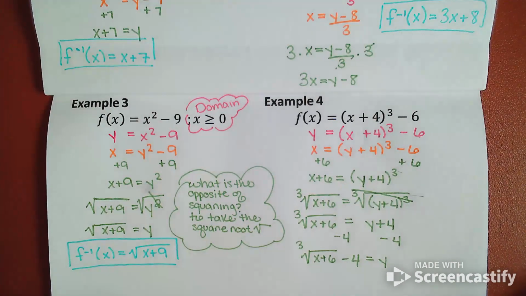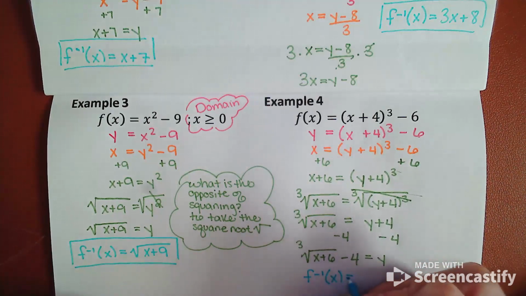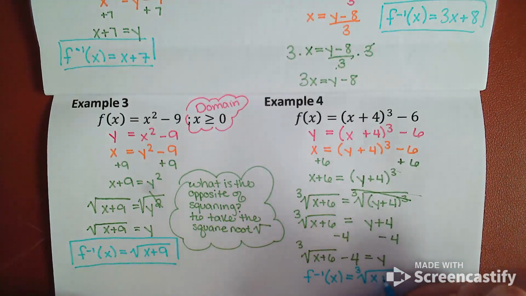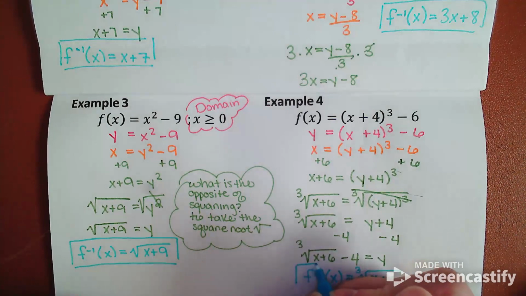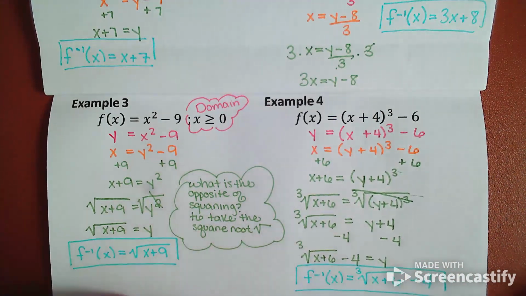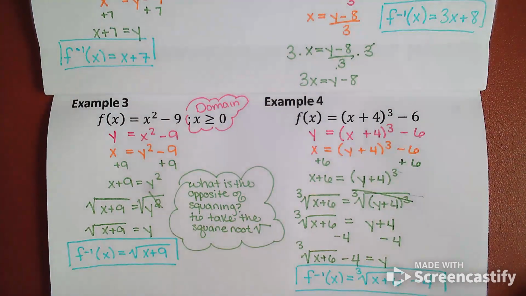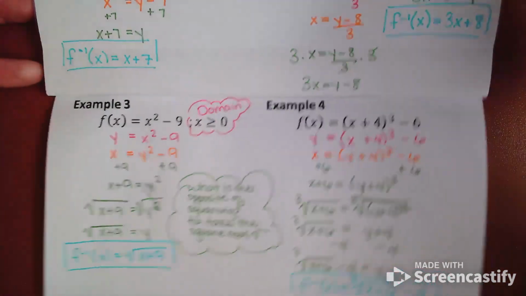So we would write our final statement. f inverse of x is the rule where we take the cube root of x, add 6, and then subtract 4. There you have it, ladies and gentlemen. 4 steps in order to algebraically find the inverse of a given function from the equation.